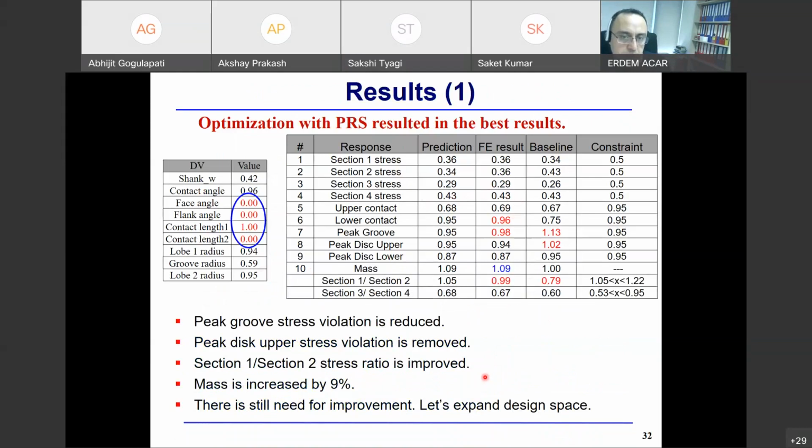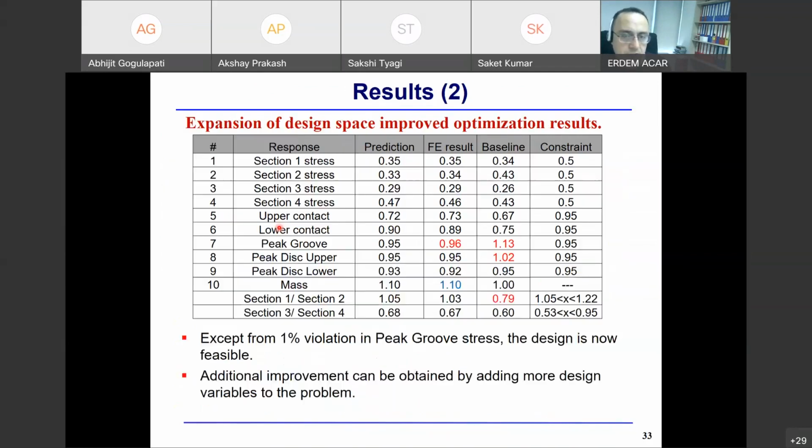We have seen that peak groove stress violation was reduced. Peak upper disk stress violation was removed. Section 1 to section 2 stress ratio is improved, but it resulted in a 9% increase of mass. When we see the optimization results, we find that for these 4 design variables, we were at either the lower limit or the upper limit. Then we chose to expand the design space, and we performed the optimization again.